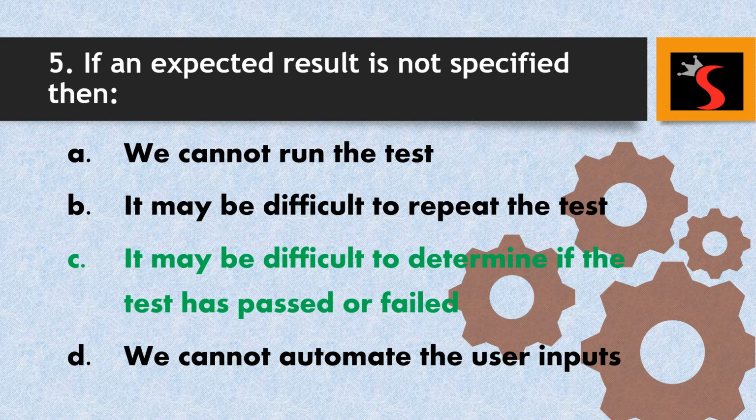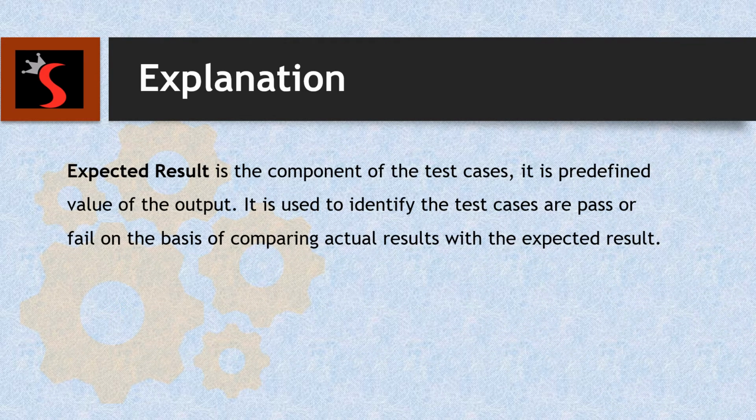And the right answer is option C. It may be difficult to determine if the test has passed or failed. Explanation: Expected result is a component of test cases. It is a predefined value of the output. It is used to identify whether test cases pass or fail by comparing actual results with the expected result.